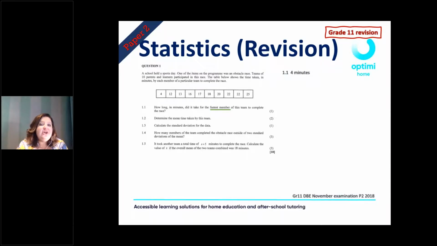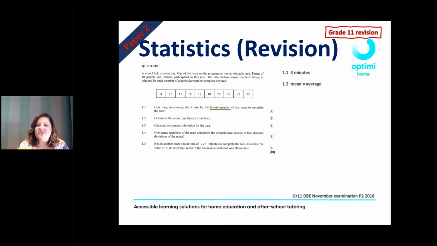Or we don't know how the obstacle race looks like. If each of them need to complete it, they didn't say, but they say that the 10 members, these are their times to complete their race. So the second question asks, determine the mean time taken by this team. So the mean actually refers to my average.